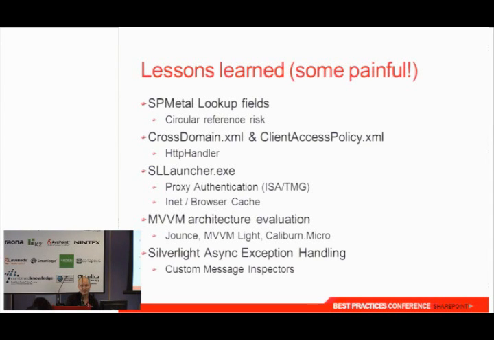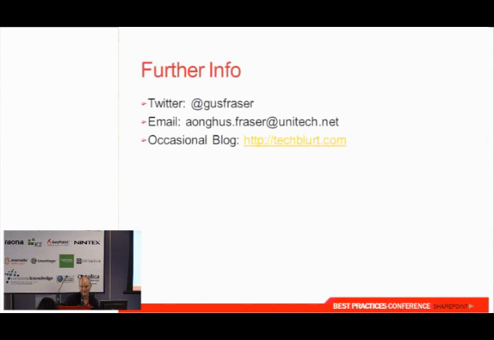And Silverlight asynchronous exception handling. What you get in Silverlight is asynchronous method calls. What happens if you get an exception at the other end, something happens? It's quite difficult to swallow that up and make it meaningful for the Silverlight application. So what happens if they go offline while they're loading data, for example? What's going to happen and how are we going to be able to handle that? You can use custom message inspectors for that and use faults rather than exceptions.